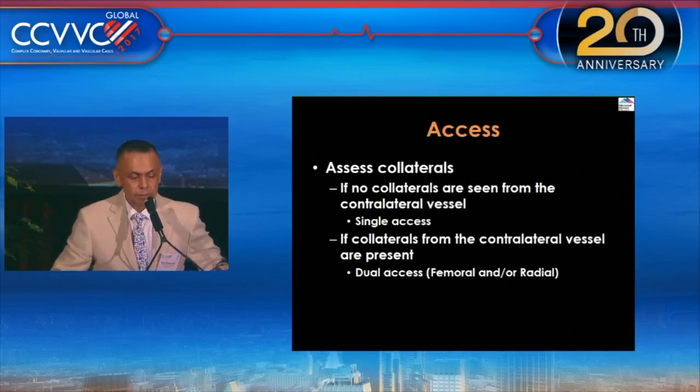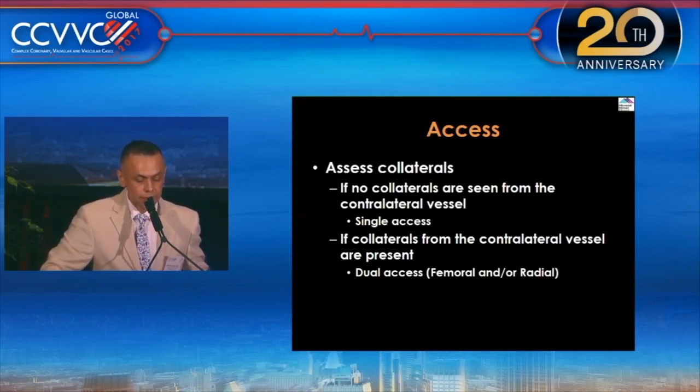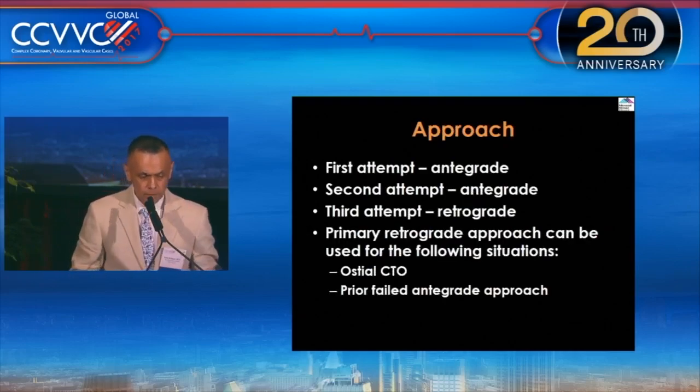As for the access, you have to assess collaterals first. If no collaterals are seen from the contralateral vessel, you go with a single access. And if you see collaterals from the other side, then you have to get dual access. It could be two femorals, or one femoral and one radial.